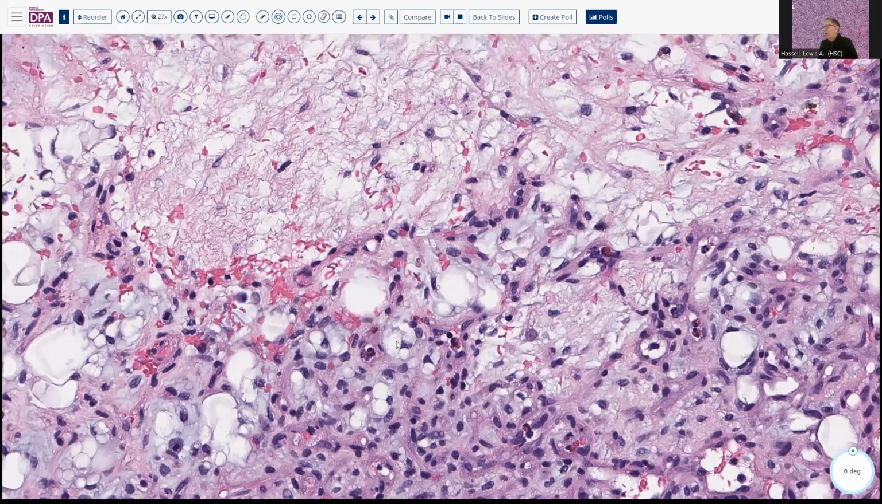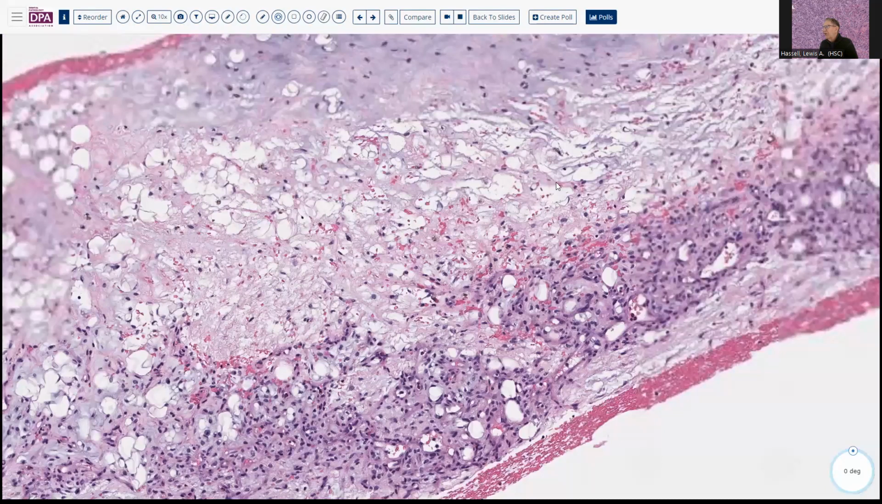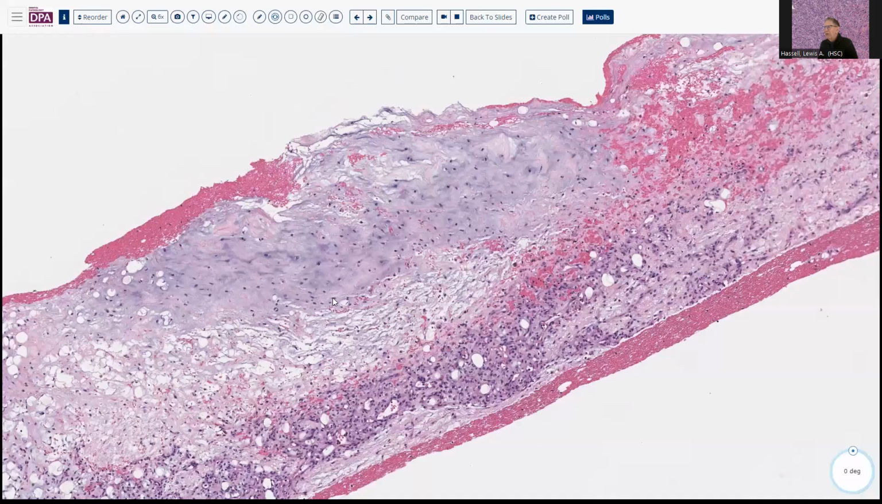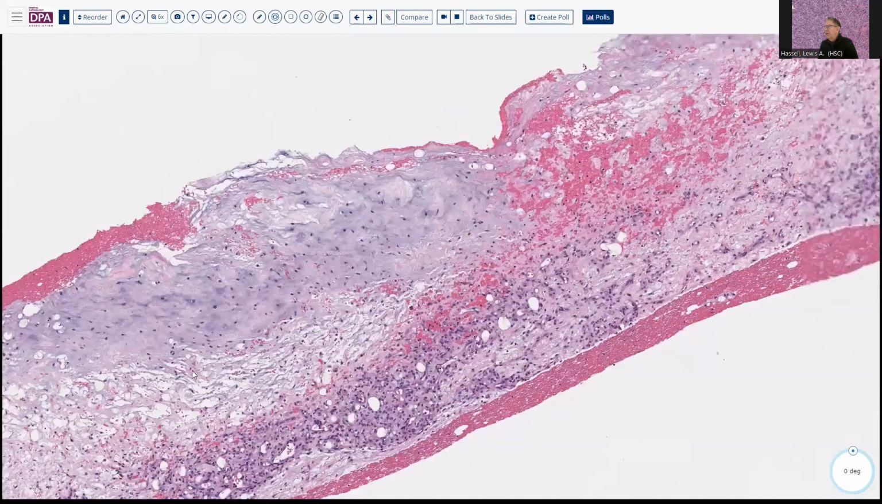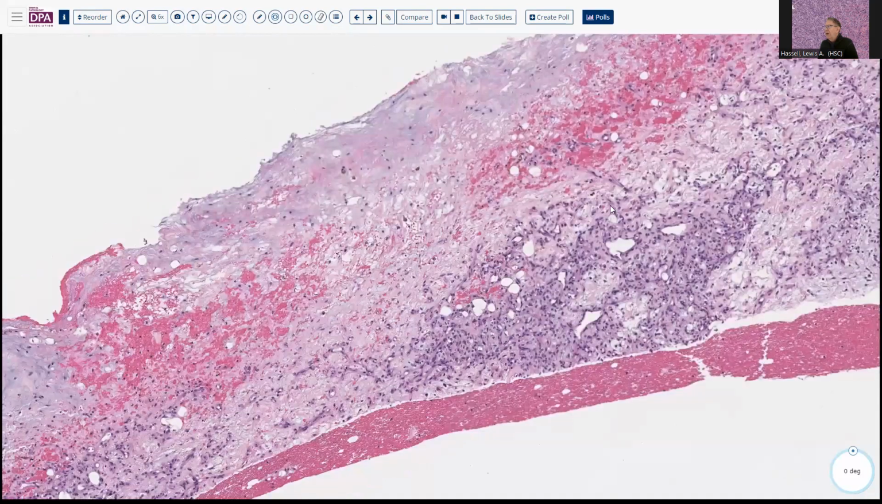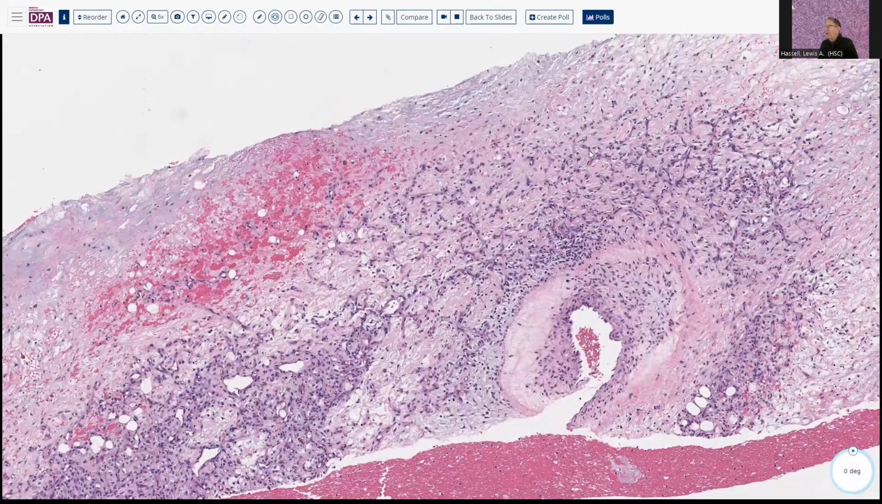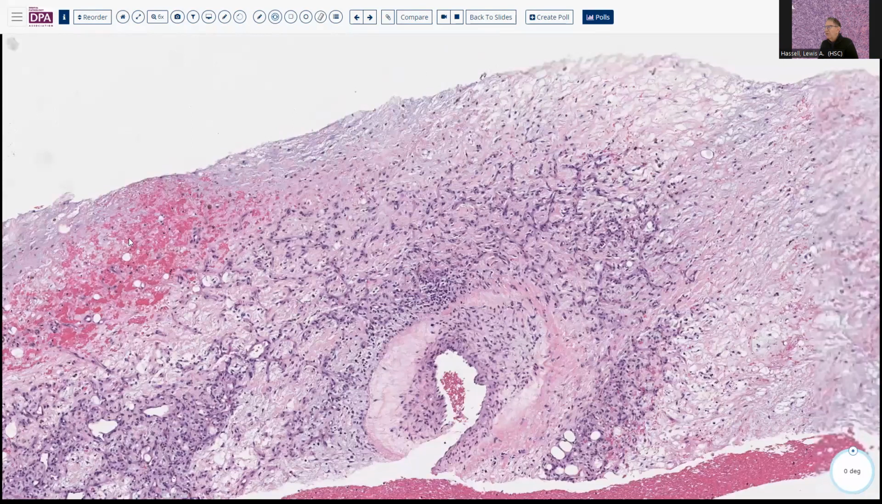Now we'll come back a little bit lower magnification to give you the appreciation for abundant chondroid matrix here. So you would want to rule out chondrosarcoma in a lesion like this with this pattern. And you can see a fair degree of the vascularity that's associated with it here, this sort of granulation tissue pattern, vascularity arising from this vessel.